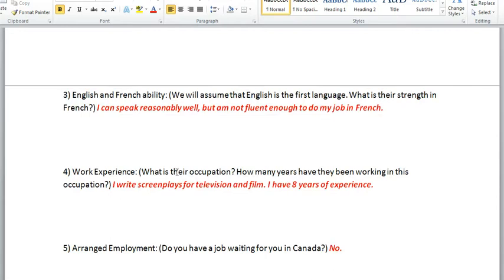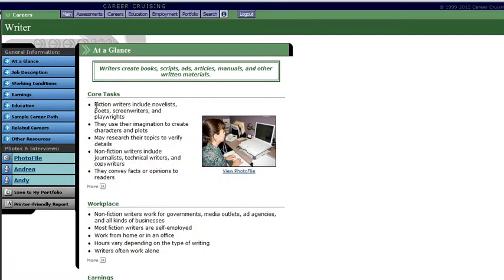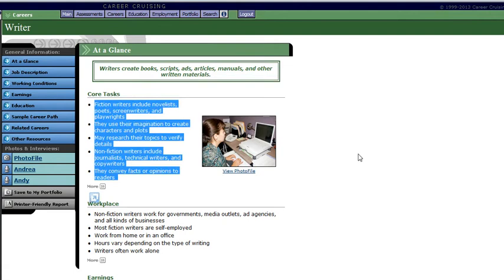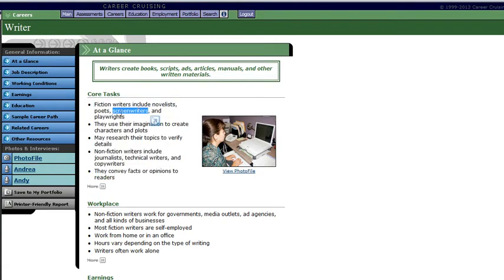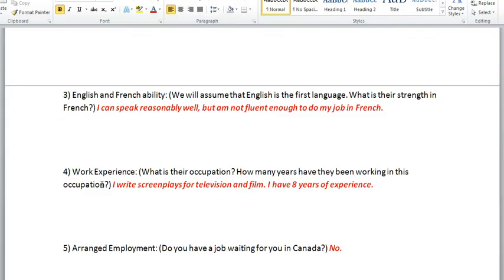Number 4, work experience. What is their specific occupation? How many years have they been working in this occupation? So within the general job of writer, I go to Career Cruising, and at the top there, it gives a whole bunch of different types of writers that I could choose to be. The one that interested me the most, because we're talking about it in English right now, is screenwriter. So I chose that one. I write screenplays for television and film. I have 8 years of experience. I thought that since I'd made my character 33 years old, that's about 10 years out of university. Maybe I've had a job for 8 years that seemed to fit for me.